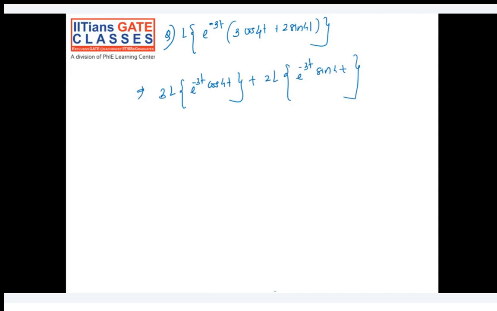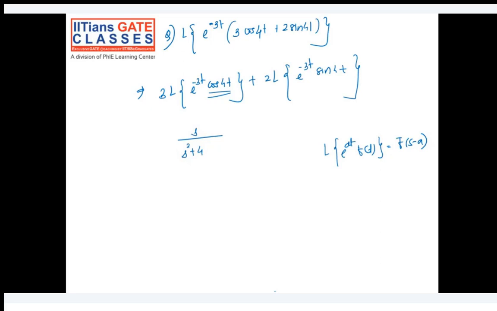And after linearity property, we'll use the shifting property. We know Laplace transform of e to the power at f of t will be equal to f bar of s minus a, right? So using this, what is your f of t? That is cos of 4t. And Laplace transform of cos of 4t is s divided by s square plus 16.